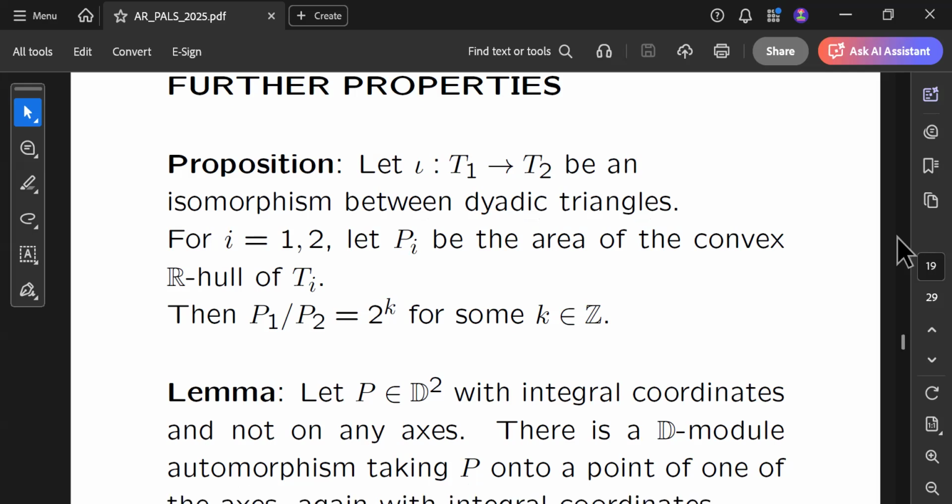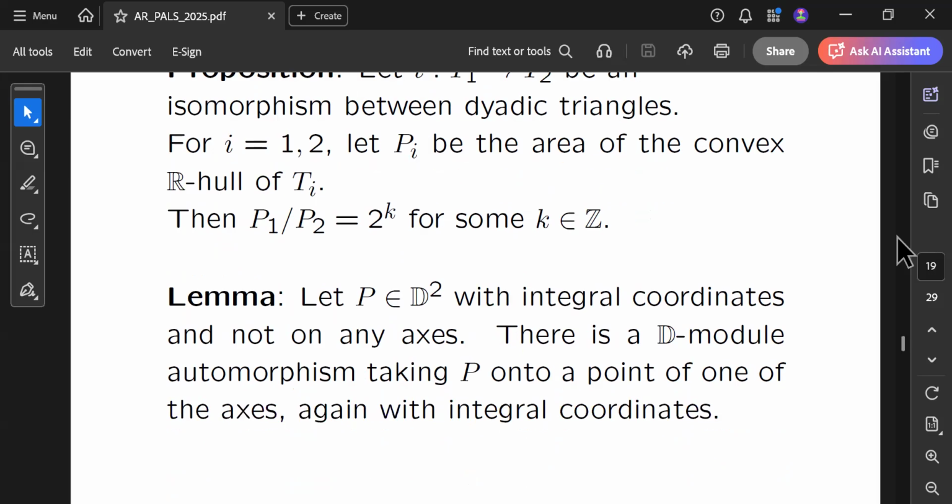And the second very useful property says that if P is a point of the dyadic plane with integral coordinates and not on any axis, then there is a d-module automorphism taking P onto a point of one of the axes, again with integral coordinates. So we can see from this lemma that the third class of the theorem, the other triangles, is in fact not necessary.